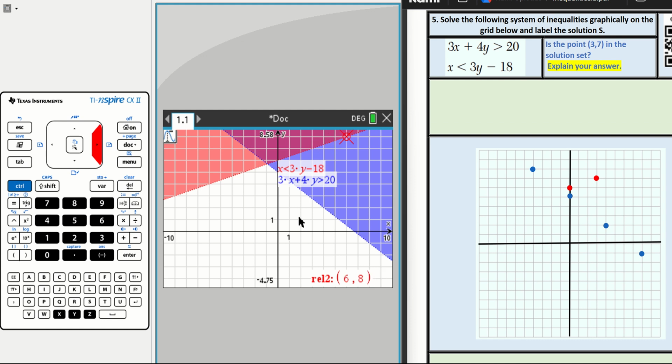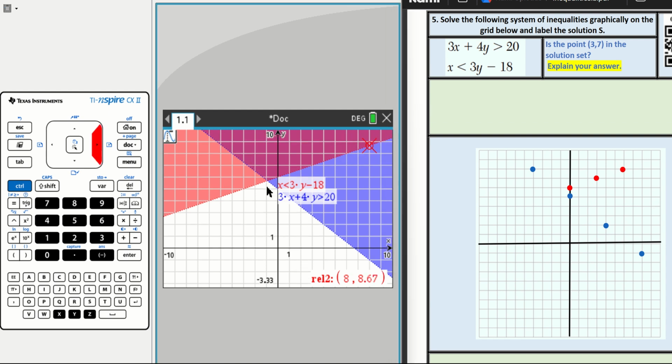Let's see. 6, 8. 3 to the right, that's just up 1. And our next one, 9, 9. 3 to the right, up 1 again. So that means it's probably going to be 3 to the left, down 1. 1, 2, 3, down 1. And we want all the dots that we can fit on this graph.